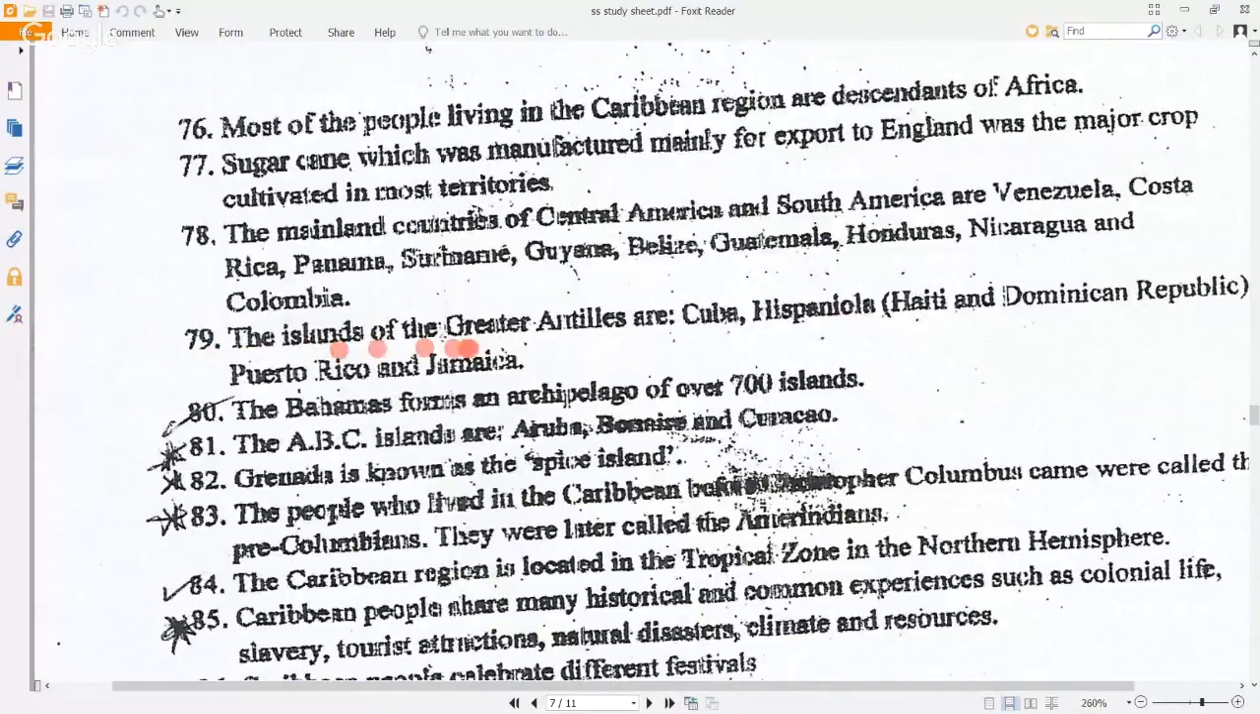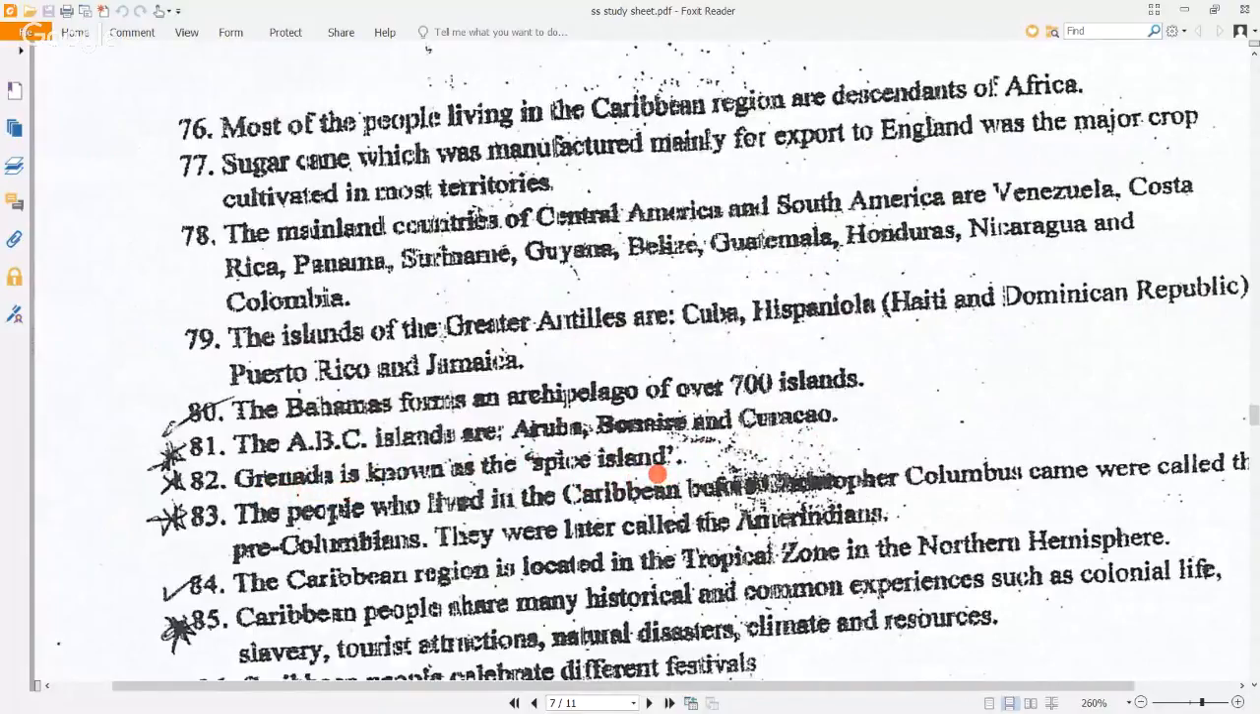79. The islands of the Greater Antilles, the big islands, are Hispaniola, which has two countries, Haiti and the Dominican Republic to the east, Puerto Rico, and Jamaica. The Bahamas forms an archipelago of over 700 islands. The big islands are Aruba, Bonaire, and Curacao. Grenada is known as the Spice Island.